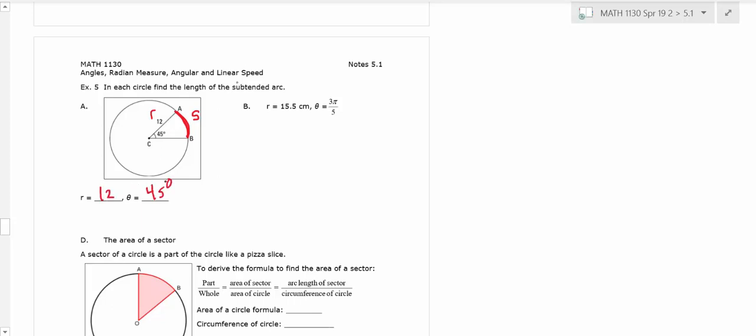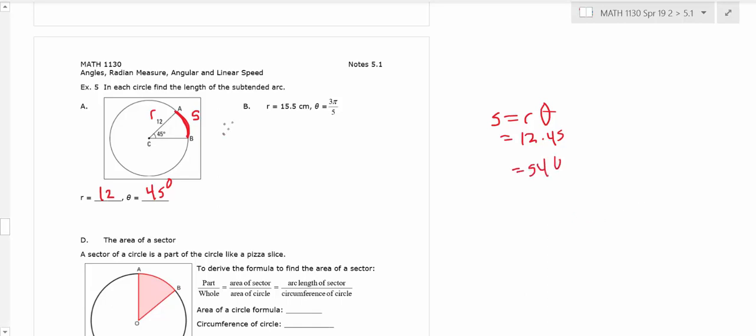Now I'm going to do something wrong on purpose. I always like to do this, and a lot of times students, when they're doing the homework, never catch this. But what we do is S is equal to R theta. So if I did 12 times 45, what is that? It's too big, I can tell you that much. That would give you 540.